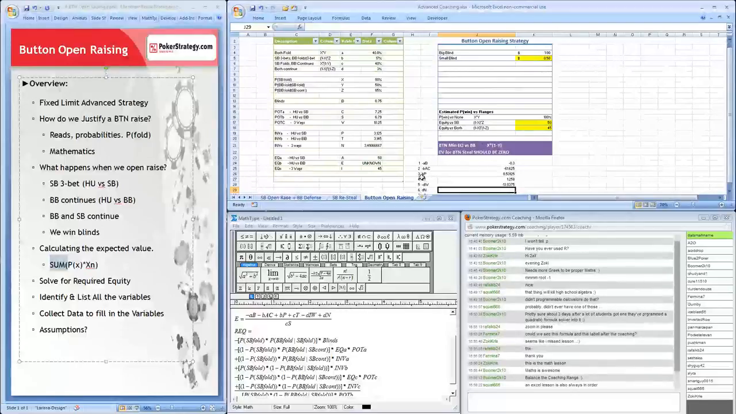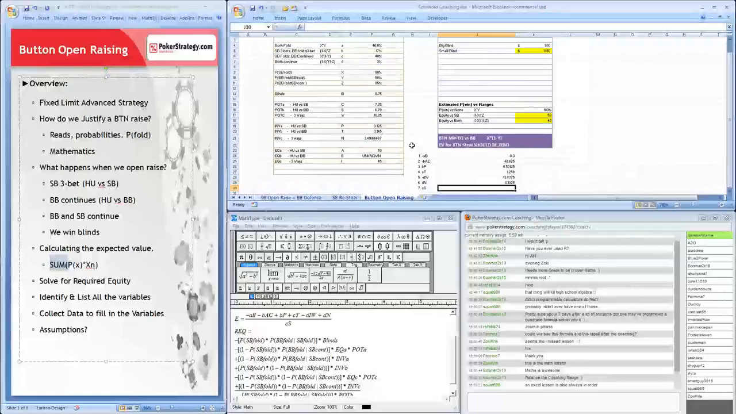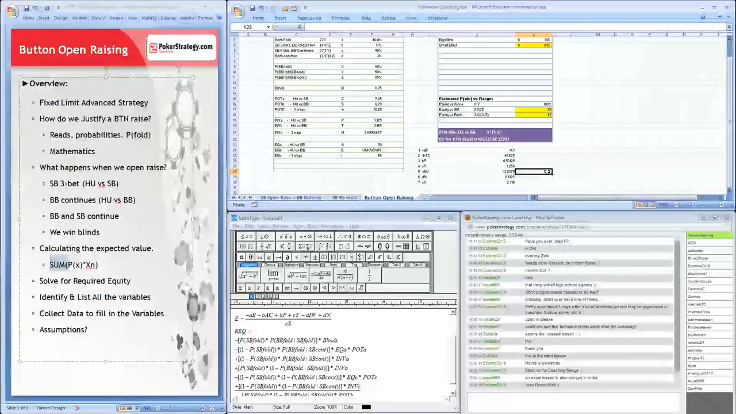Next one down, we've got D times N. Well, we know what D is, we just talked about it. And N is our investment in those 3-way pots again. And to all that, we're going to divide C times S, which is the situation where the big blind continues against our raise, which is C here. And S is the pot size, I believe. Yep, there it is. Pot size versus the big blind. So we've got our 7 different things.